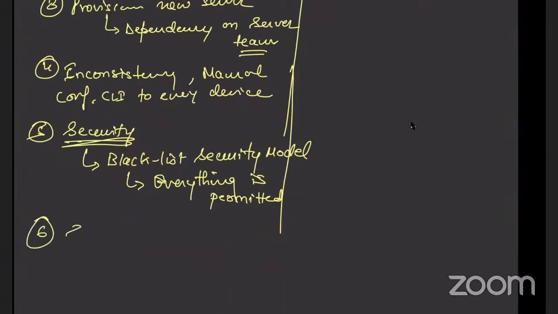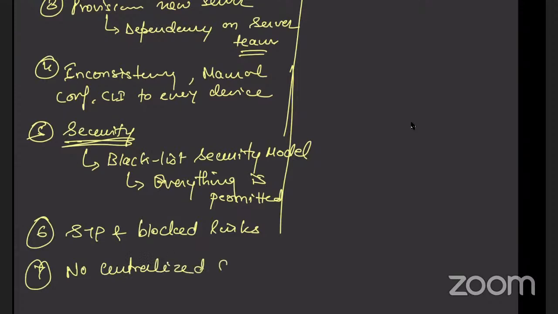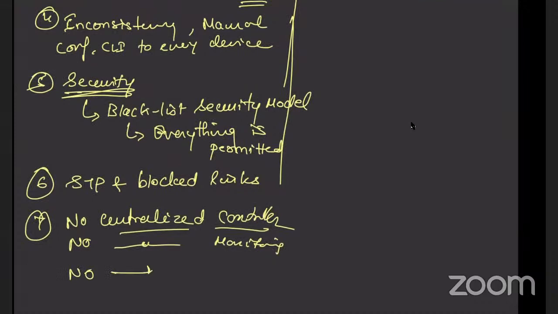What else? STP is the issue, and blocked links, spanning tree. No centralized controller. If you talk about centralized control, there is no centralized monitoring, although a third-party tool can do that. No centralized troubleshooting. These are some of the reasons, and we can list a lot more if you want.